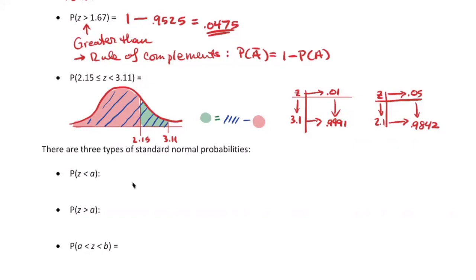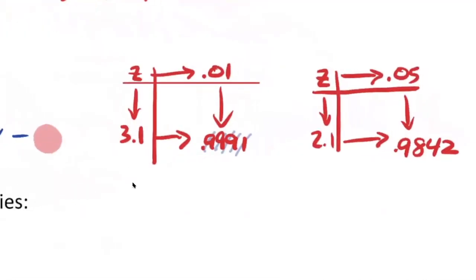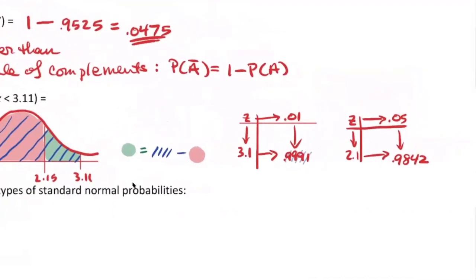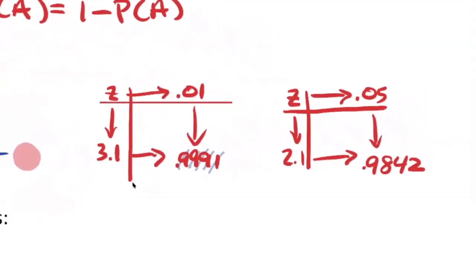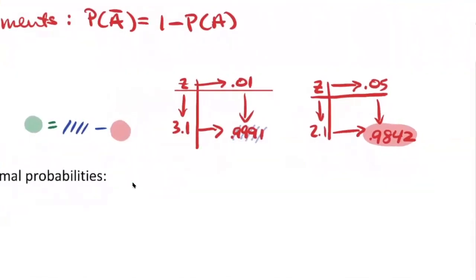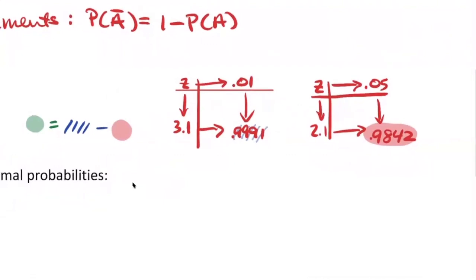the 0.9991 is sort of my blue cross-hatched area. So let's see if I can be creative here. I'm kind of doing blue crosshatches. That's not very good. Across the 0.9991. And then the 0.9842 is the red highlighted region. So, oops. Highlight that in red. Okay, and we'll just subtract those.